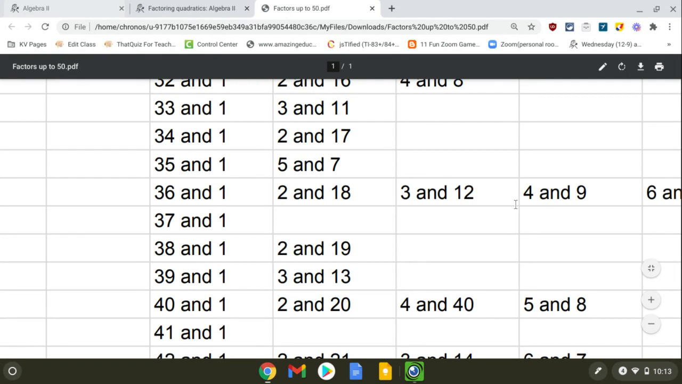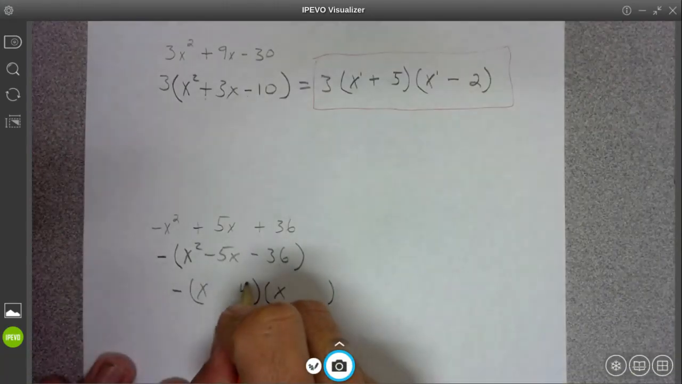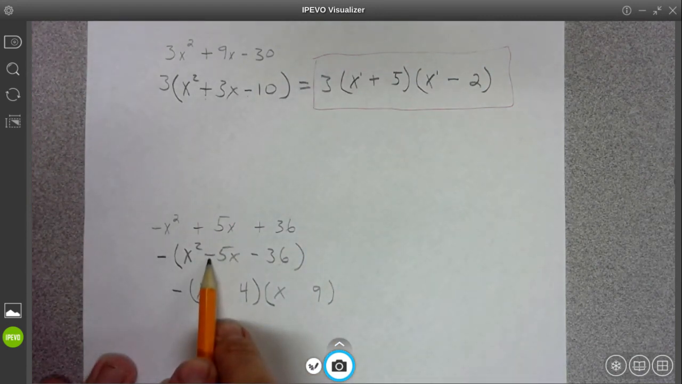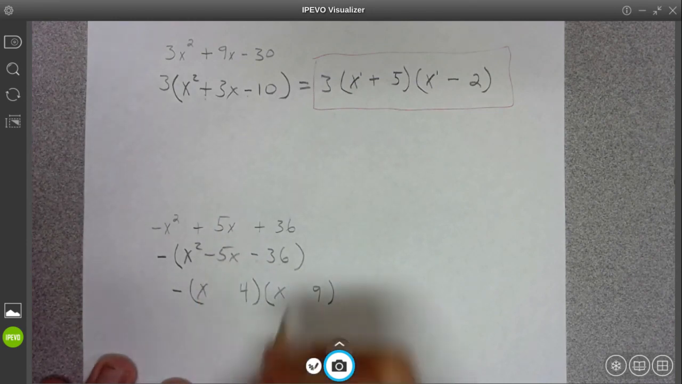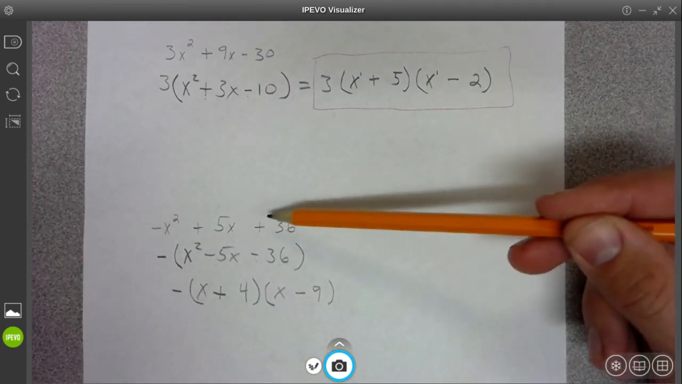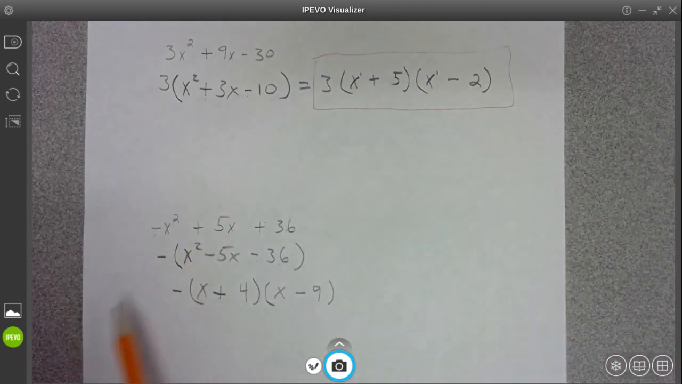Right there, 4 and 9. They multiply to 36, and they subtract to equal 5. So 4 and 9. The bigger number needs to be negative. So different signs, and the bigger number needs to be negative. Notice that at the beginning, it looked like they were going to be the same signs. But because of this negative, we had to factor that negative out. Then this was our new quadratic that we were factoring. That's why they had to be different signs, because this was negative.